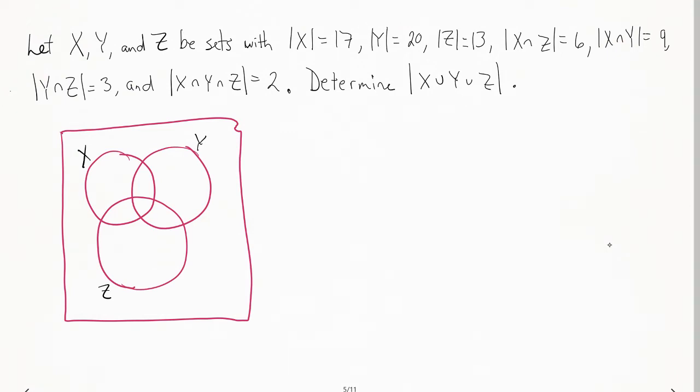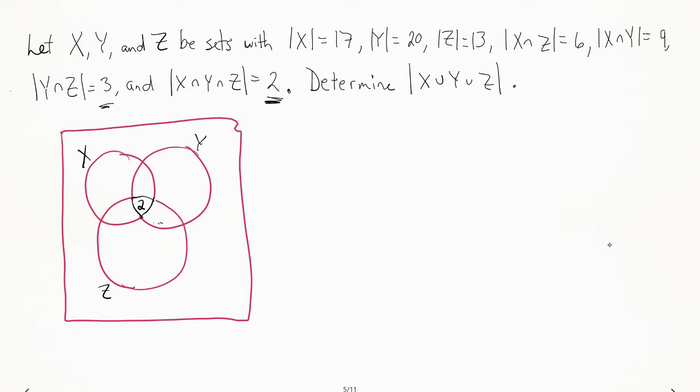Notice this centerpiece right here that I just highlighted, that is the intersection of all three sets. So that has two elements. Notice though, those two elements are still in x, those two elements are still in y, and those two elements are still in z. So we have to be careful. Now let's check out y intersects z. Where would that be? Well, that occurs right over here, in that little area.